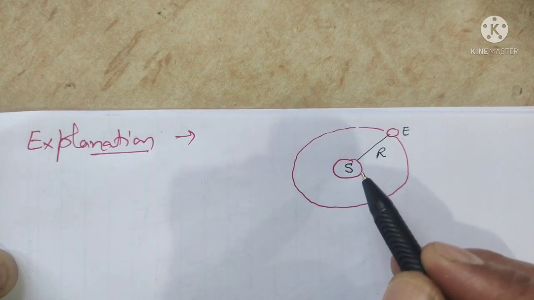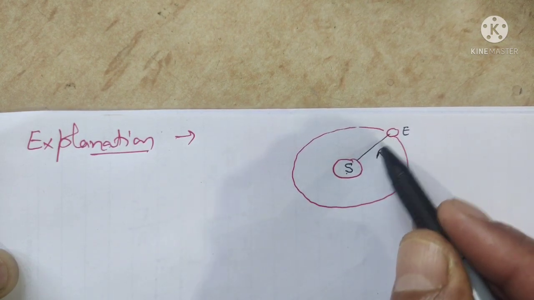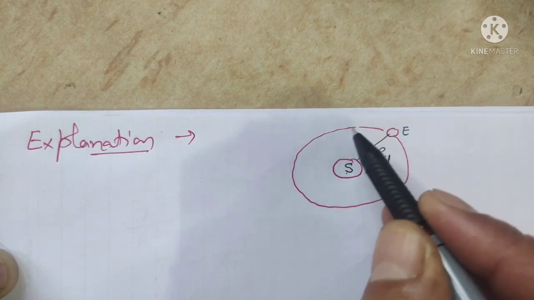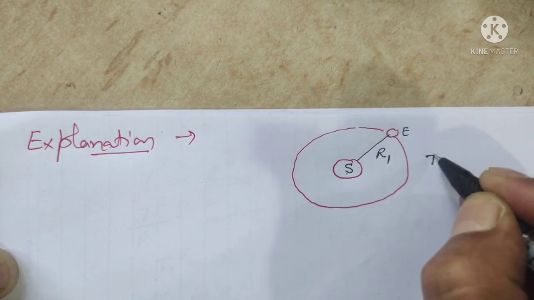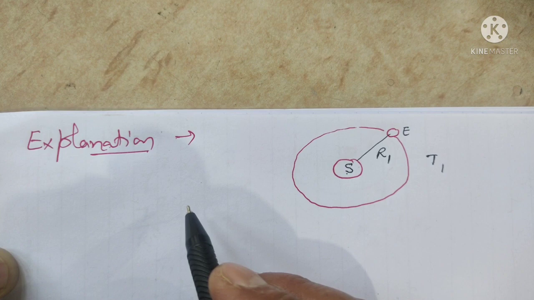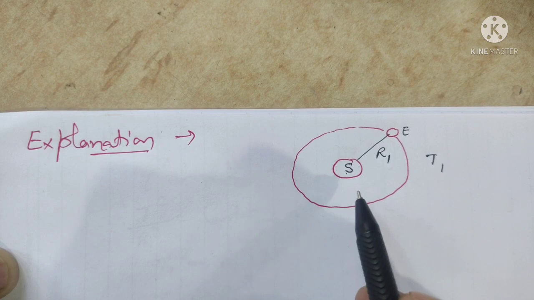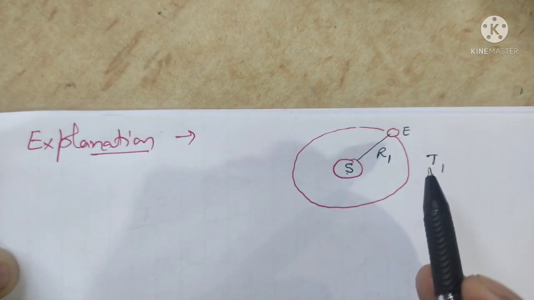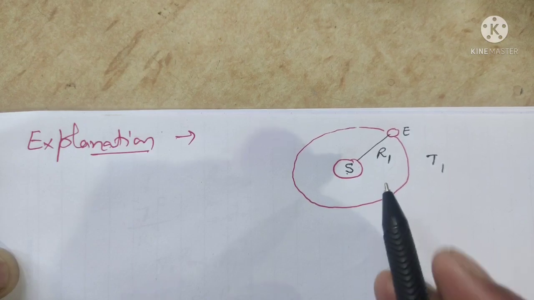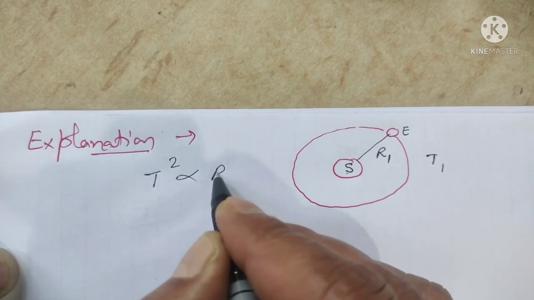Explanation. We know that Earth revolves around the Sun in an elliptical orbit. Let us suppose the radius of that orbit is r1 and the time taken by the Earth to complete one revolution is t1. Then according to Kepler's third law, that is law of period, the square of the time for a planet to complete one revolution around the Sun is directly proportional to the cube of the semi-major axis of the elliptical orbit, that is t square directly proportional to r cube.